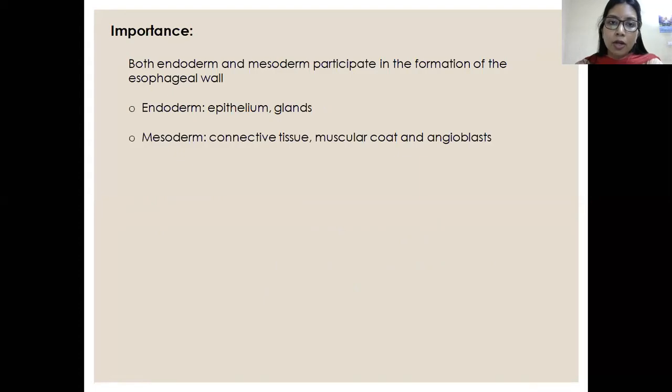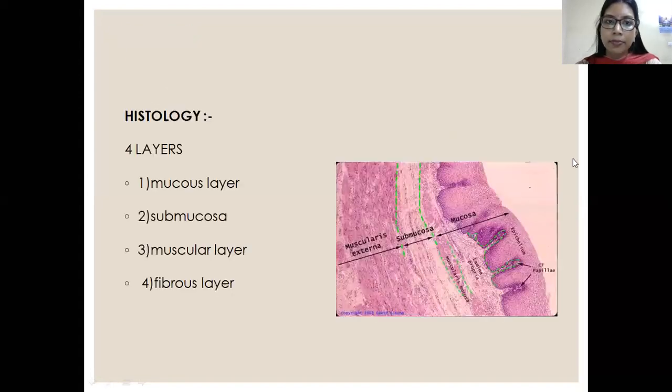The endoderm forms your epithelium and the glands. These glands are responsible for secretion of substance which lubricates the lumen so that the food can easily pass through the lumen during peristalsis. The mesoderm forms your connective tissues, muscular coats, and your angioblasts.